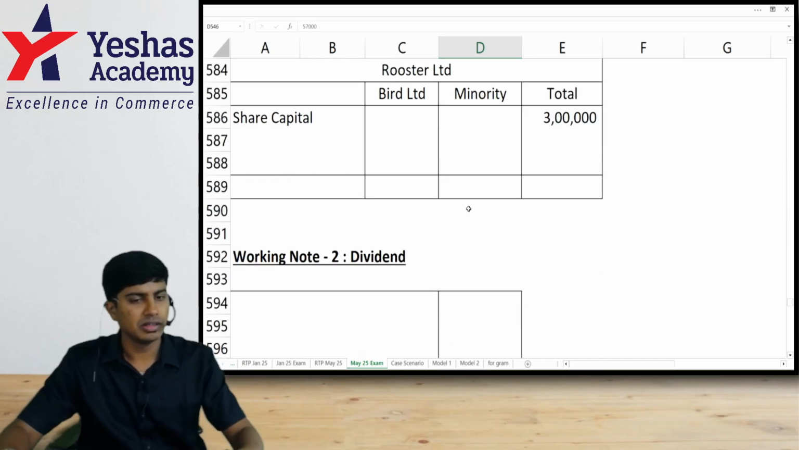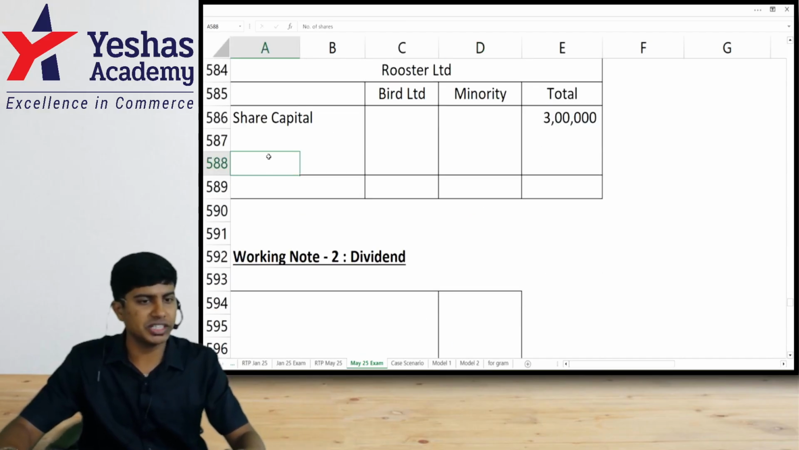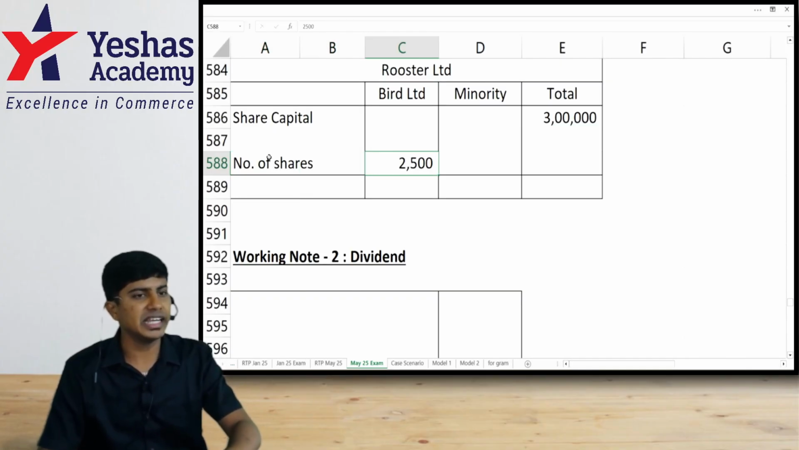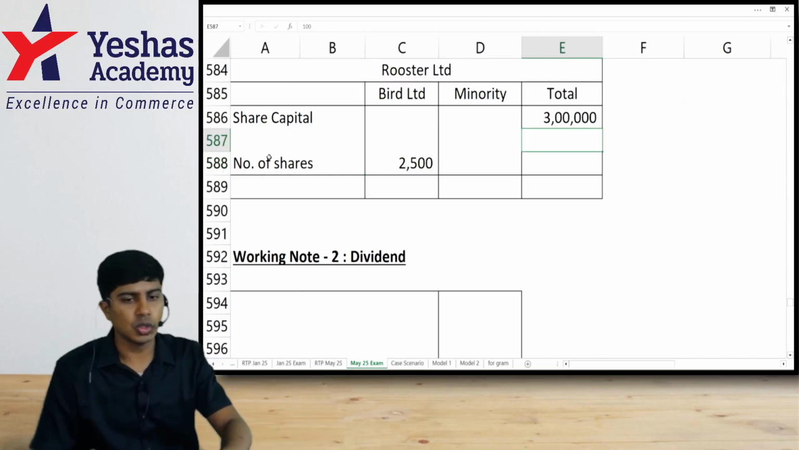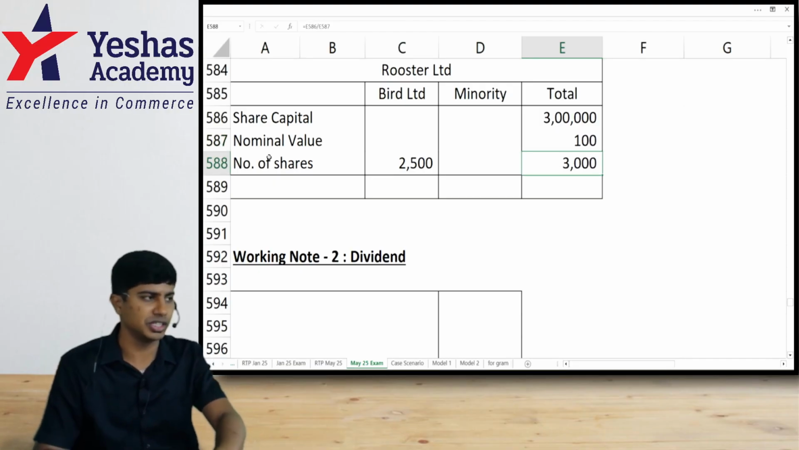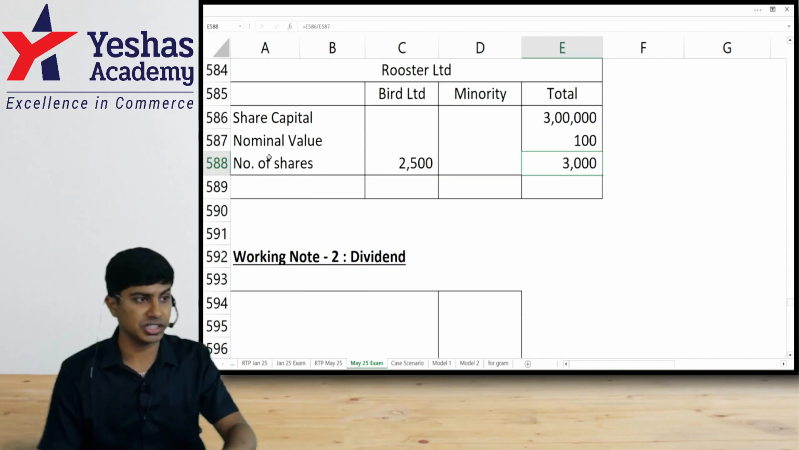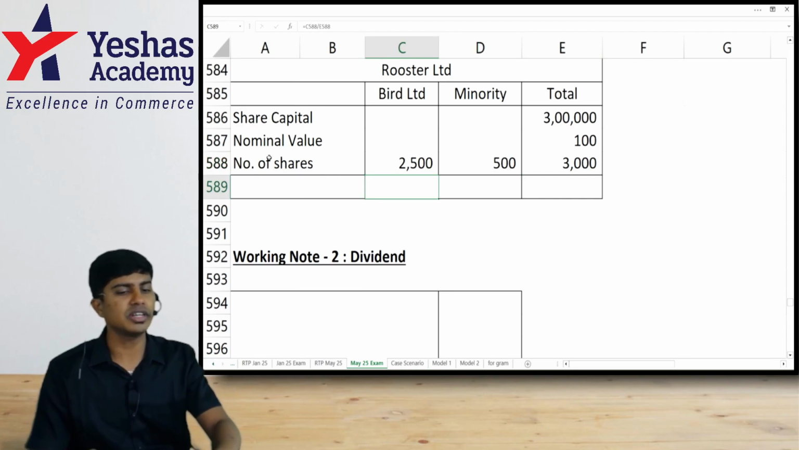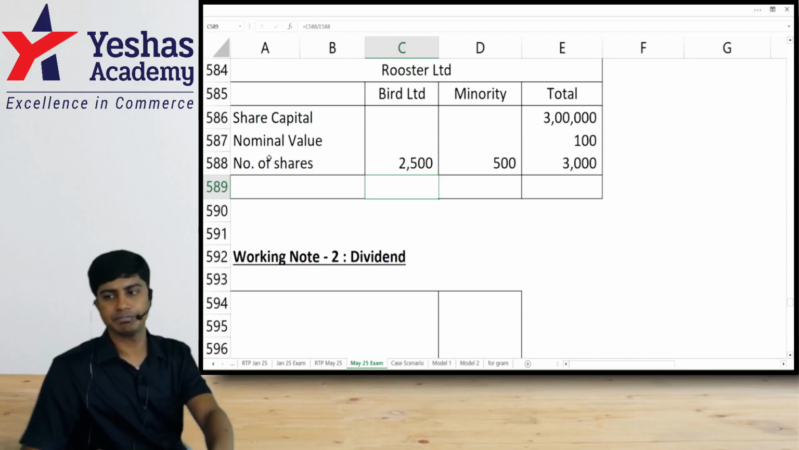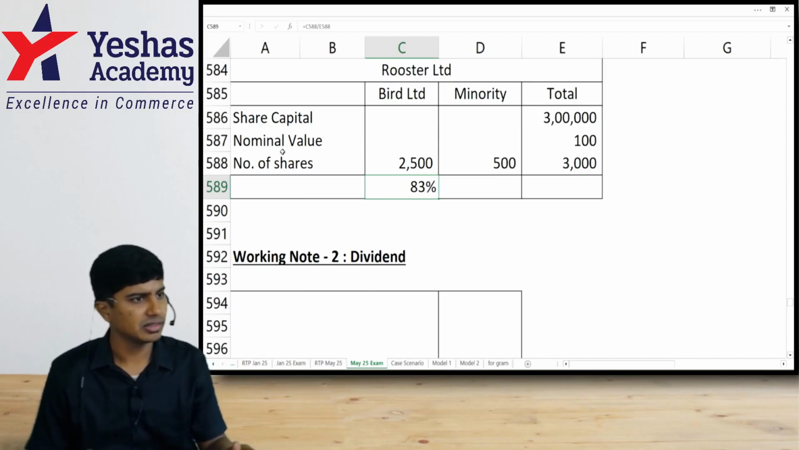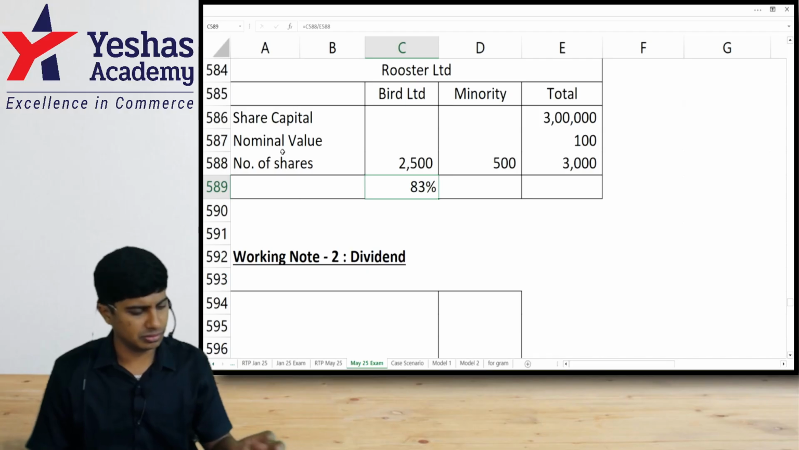Come to this table. Now how many shares are held by Bird Limited? 2,500. They're telling each share is of rupees 100. So each share, if it is of 100, 3 lakh divided by 100 will give us 3,000 shares. So the subsidiary company actually has 3,000 shares in their share capital. In that, if 2,500 is held by Bird, minority will hold how much? 500. Do 2,500 by 3,000. 83% of the shares are held by us. 83 point, very good.